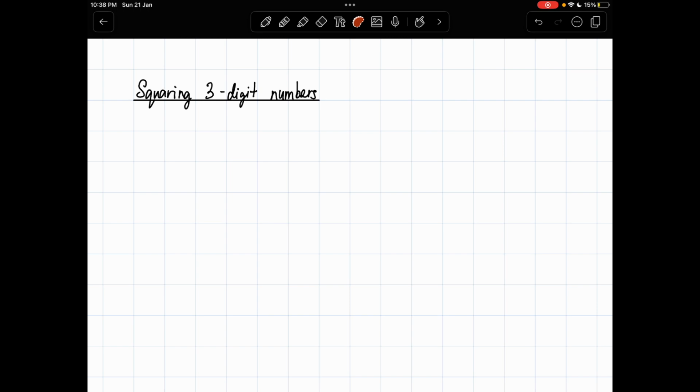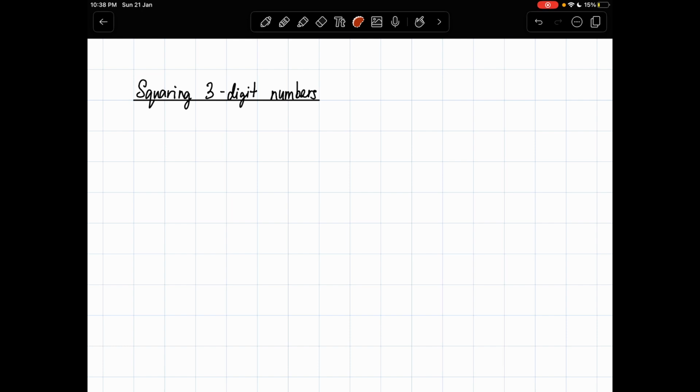So, if you have been following the channel, you would realize that we have already done a video on squaring numbers. In that video, the main focus was squaring two-digit numbers. So in this video, I'm just going to show you how you can do the exact same method for squaring three-digit numbers. If you're unsure of the fundamentals of how to square, I would highly recommend you to pay a visit to that video so that you have a basic understanding.